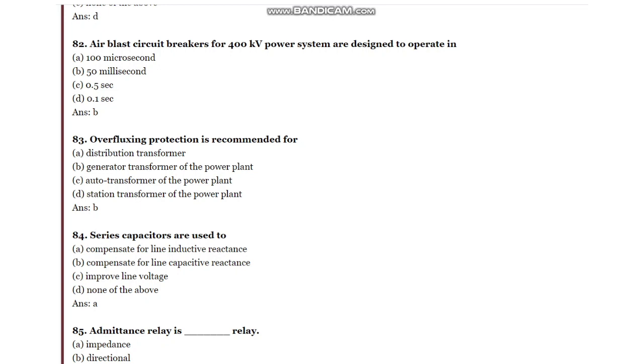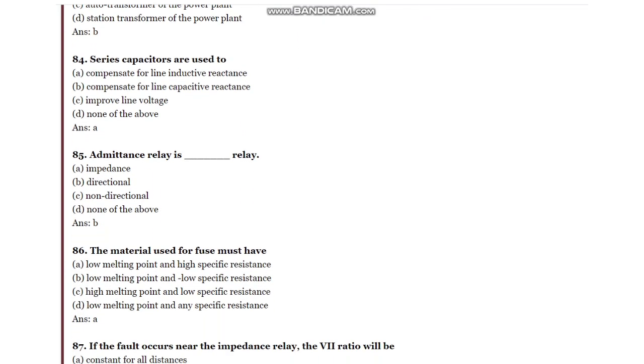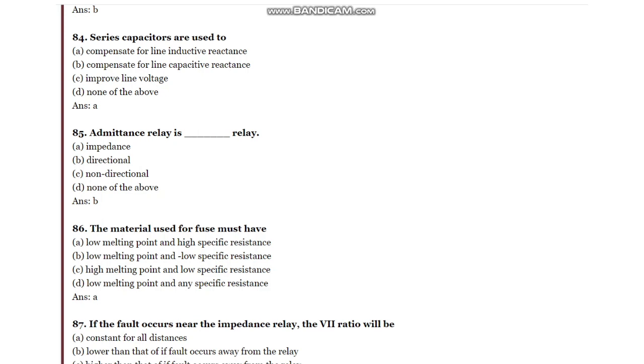Overfluxing protection, it is recommended for what? It is recommended for generator transformer of the power plant. Question number 84 is series capacitors are used to compensate for line inductive reactance. Admittance relay, it is directional relay.